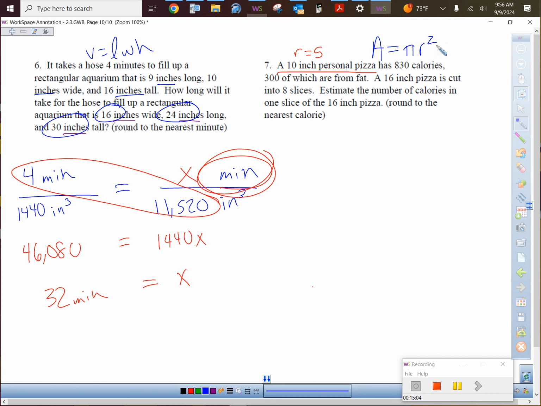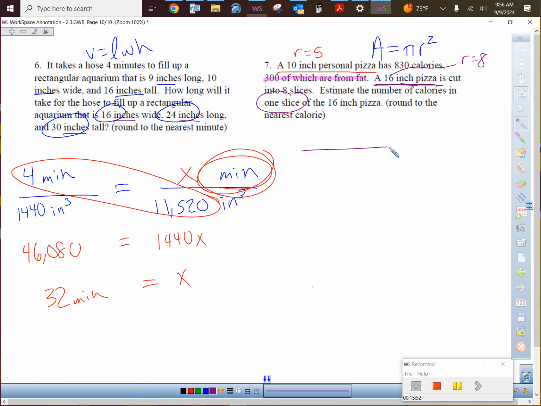So one 10-inch pizza has 830 calories. And here's bogus info, stuff that they just tell you to try to confuse you, like, okay, this isn't from fat. Who cares, right? But then they say a 16-inch pizza is cut into 8 slices. Okie dokie. What's the radius of a 16-inch pizza? 16 is the diameter of it, so the radius would be 8. Are we okay with that? They say find how many calories are in one slice. We'll deal with that later. We're going to do the whole pizza.